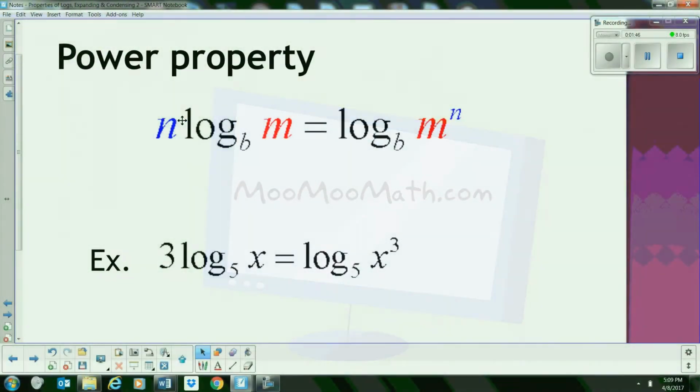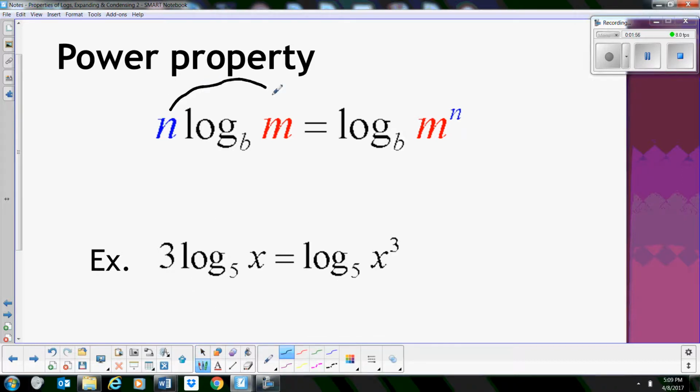Power rule, this is pretty powerful. The power rule says that if you have a coefficient in front of the logarithm, you can then move that coefficient, and I like to draw an arrow here, up, and it becomes an exponent on, not the base, but what you're taking the log of.